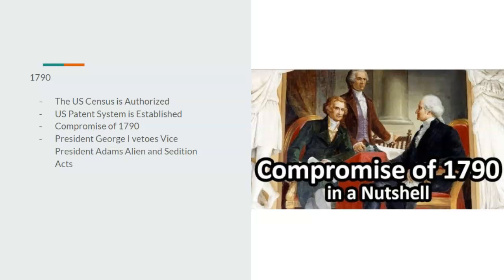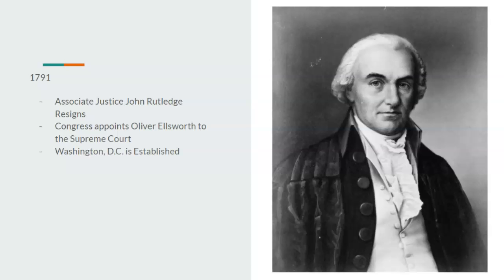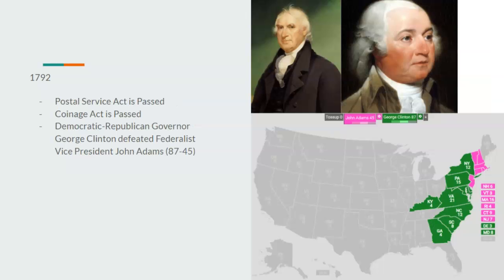Also, Vice President John Adams would submit the Alien and Sedition Acts to George I, and he would veto it, the first act of a presidential veto. 1791, Associate Justice John Rutledge would resign from office, and Congress would appoint Oliver Ellsworth to the Supreme Court. Washington, D.C. would also be established during this year.